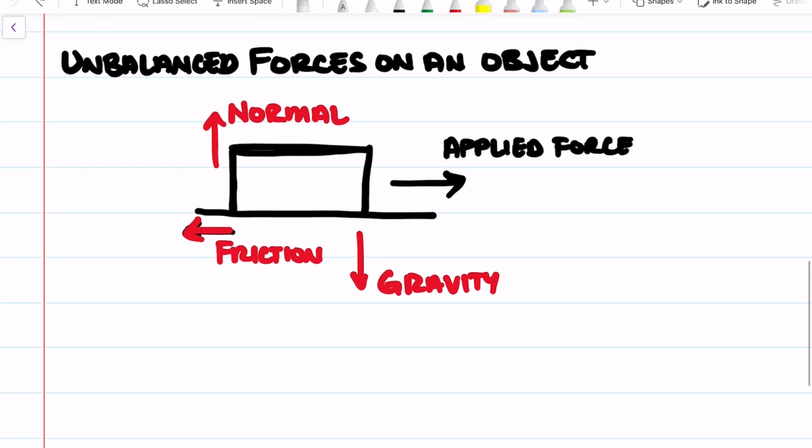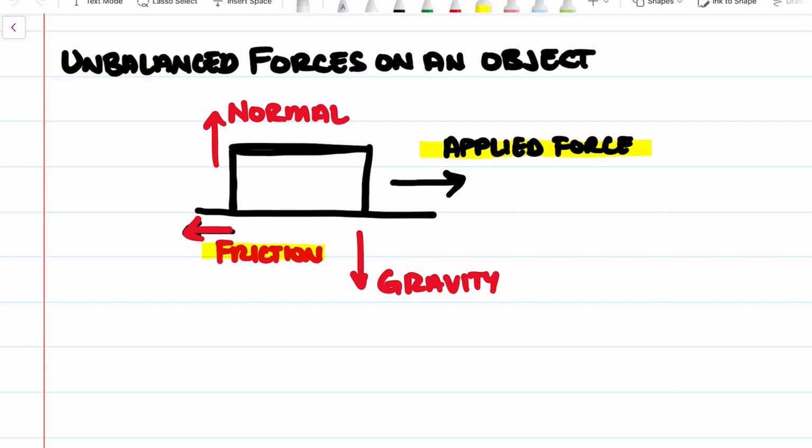So, unbalanced forces on an object. Let's look at an example, and let's say that I'm pushing this box to the right. Then we call the force used here the applied force. And then usually going against it, we have some kind of friction or resistance. So anytime you see some kind of applied force, usually there will naturally be friction going against it. And that is just the amount of energy used to slow an object down.